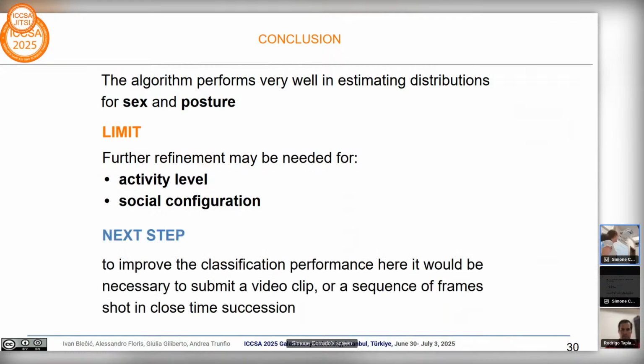So the next step to improve the classification is to submit a video clip or a sequence of frames to resolve this problem and overcome these limits.